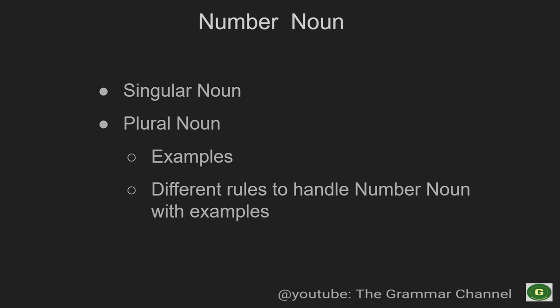Now, the fourth rule to handle number nouns, to change them from singular to plural. When a singular noun ends with a letter o after a consonant, we add es to make it a plural form. I'll give you some examples. Tomato, T-O-M-A-T-O. Tomato is a singular form. To change it into plural, tomatoes. Look at the spelling.